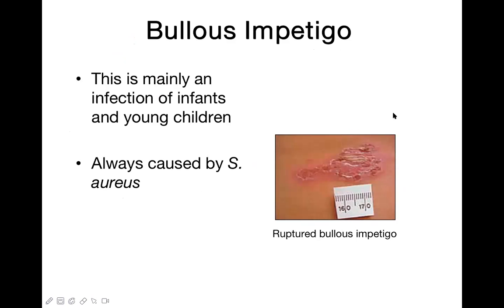Now, what is bullous impetigo? In this picture, the bulla has already ruptured. Actually, I cannot see the bulla, but usually the patient may present like this, because by the time they come to the hospital, the bulla is already ruptured. This is mainly caused by Staph aureus, and it is an infection of infants and young children more than adults.